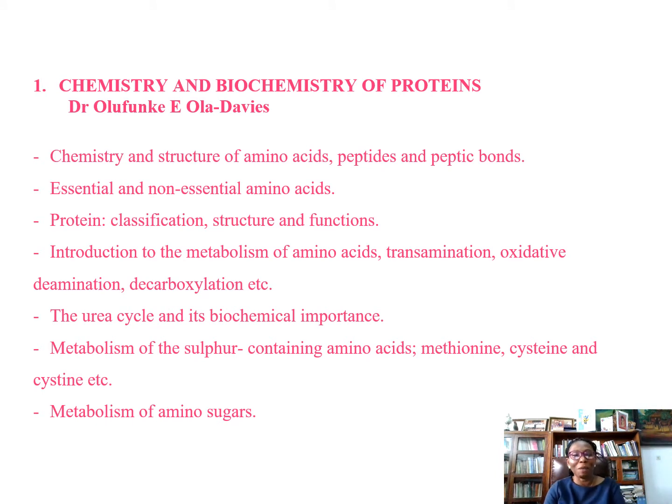Number one, you have the chemistry and structure of amino acids, peptides and peptide bonds. You are expected to be familiar with the essential and non-essential amino acids and their relevance in health and diseases. Also, protein classification, structure and function, metabolism of amino acids, transamination, oxidative deamination, decarboxylation, and so on and so forth. And lastly, you are expected to be familiar with the urea cycle and its biochemical importance.